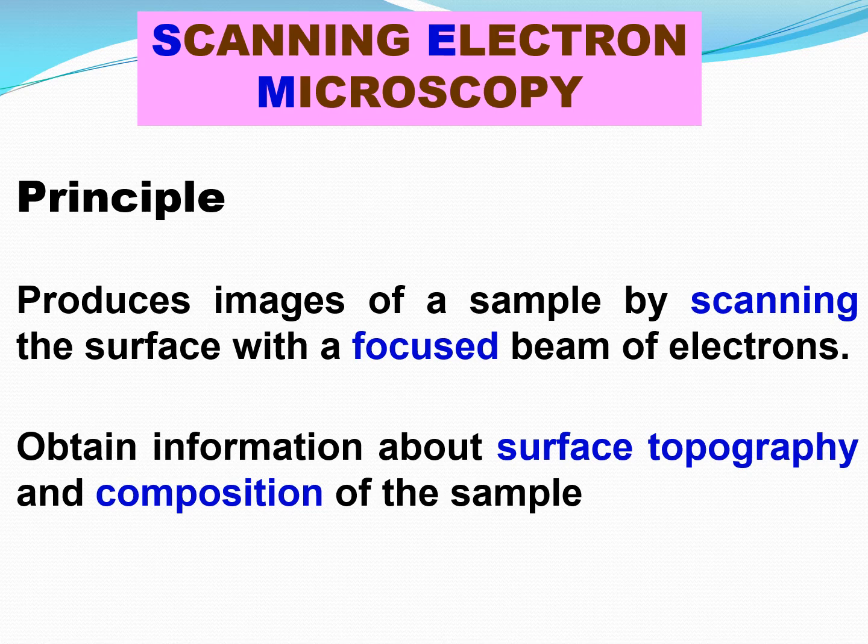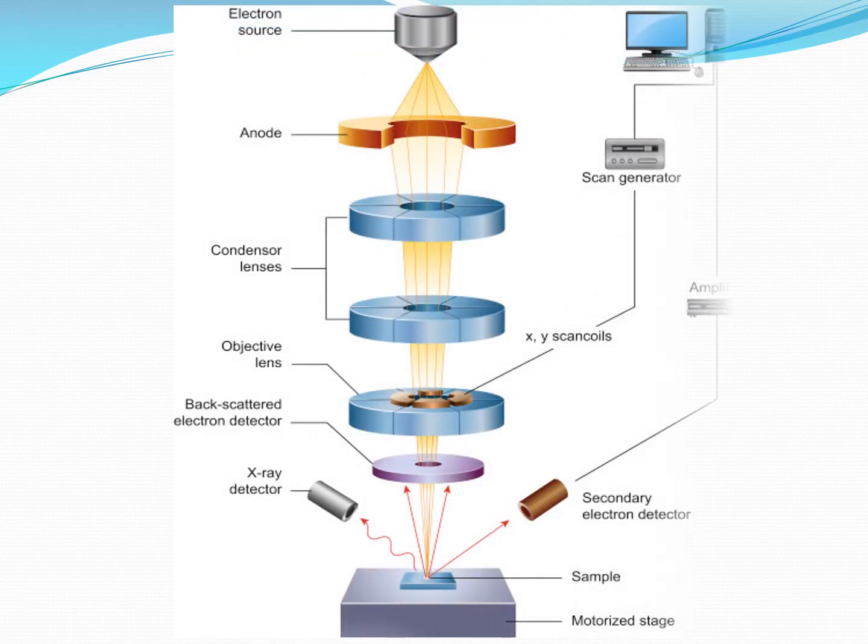Now let us look at how this instrument works. The instrumentation. So this is a block diagram of the instrument. Now you can see here, this is an electron source. It is called electron gun. It produces high energy electrons.